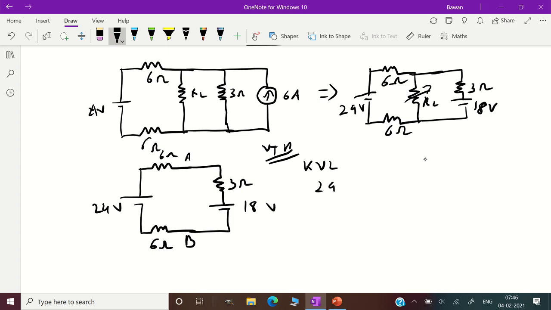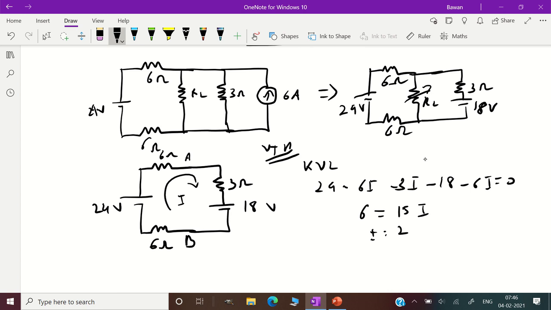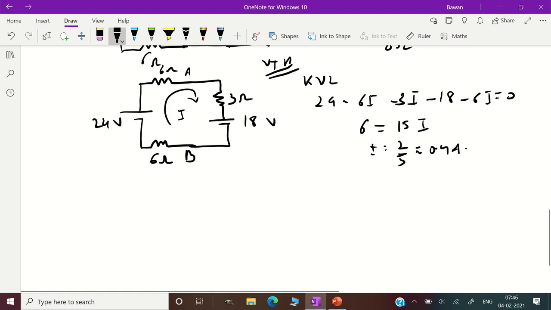If I is the current flowing through it, 24 minus 6I minus 3I minus 18, because this is series opposing, minus 6I becomes equal to 0. You get 15I equal to 6, and finally you get I equal to 2 by 5, which is approximately 0.4 amperes. Now what is VTH? VTH is nothing but VAB.